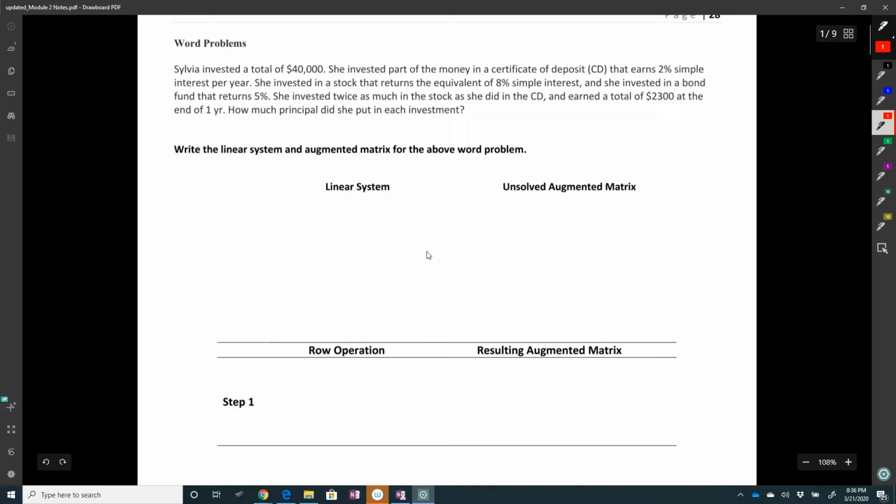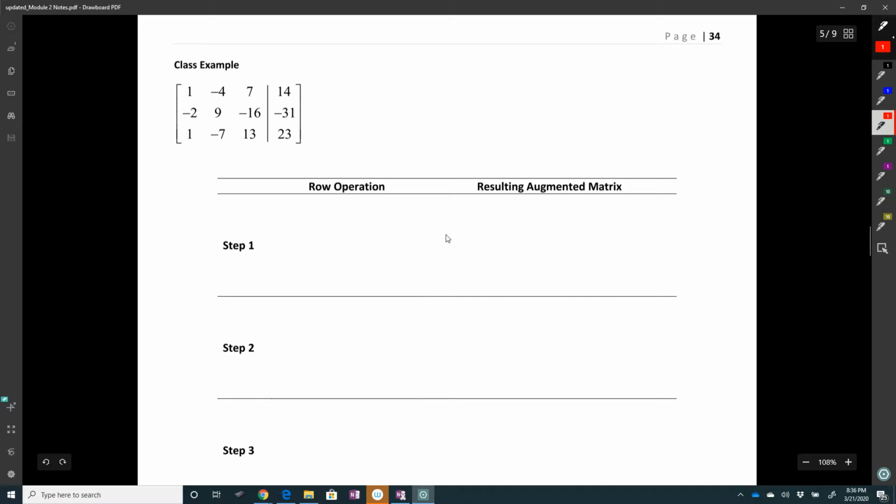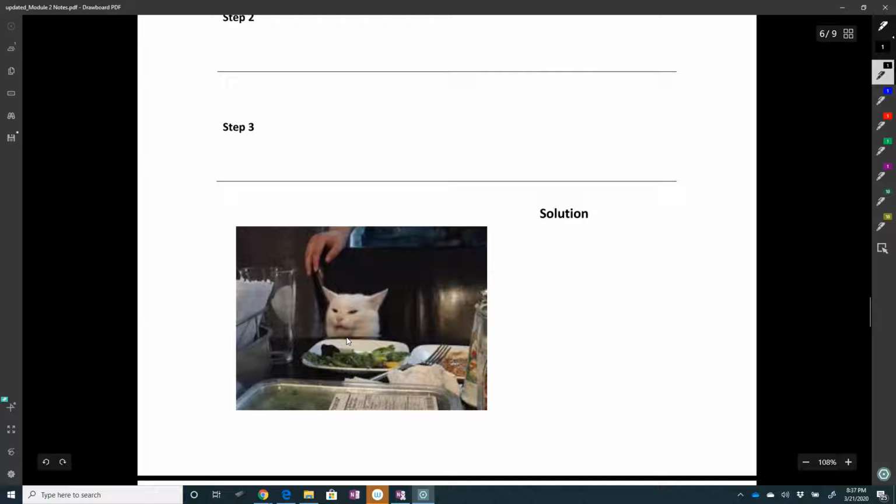So anyway, what I do want to do, though, is start on page 34 of your Module 2 notes. Remember that we're still in the Module 2 notes. I want to start on page 34, do these examples, and then I'll go to the word problems. And when we do the word problems, we'll go ahead and use the calculator a little more.